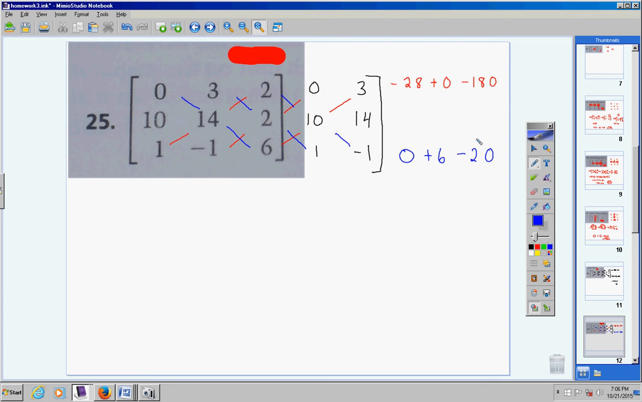Now if you add up all of your positive numbers here, we get a positive 6. If you add up all of your negative numbers, you would have negative 228. Now if you combine those last 2 numbers, you would have a negative 222. So the determinant of this 3 by 3 right here is negative 222. Okay, again, not hard, simple work, but just long and tedious, and make sure you're not making mistakes.